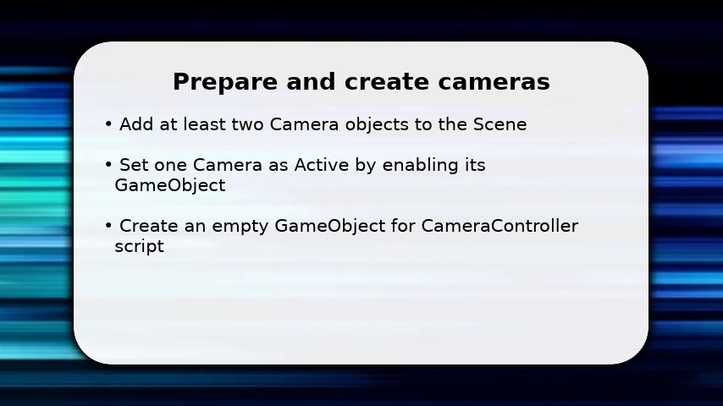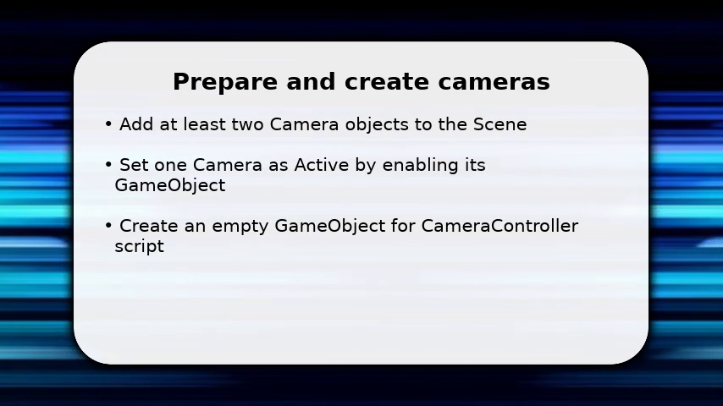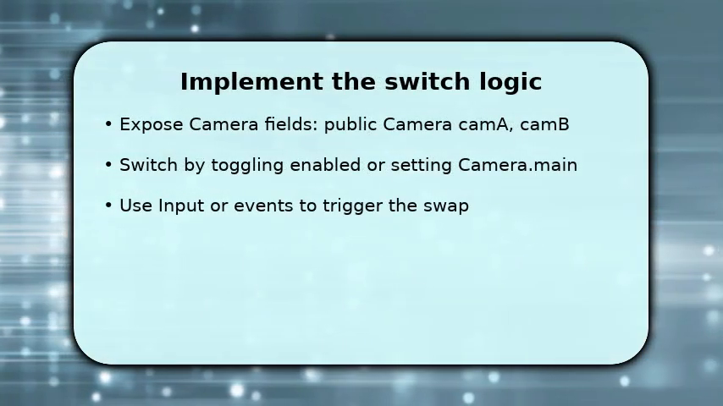Once done, create a C# script named camera switcher and open it. This is where you'll reference both camera components and decide how and when to swap from one to the other. You'll implement a concise switch method.